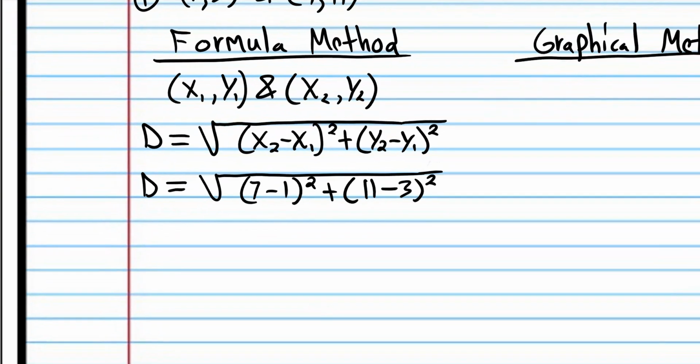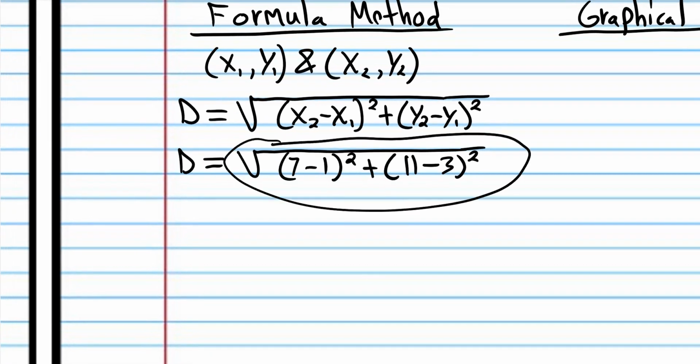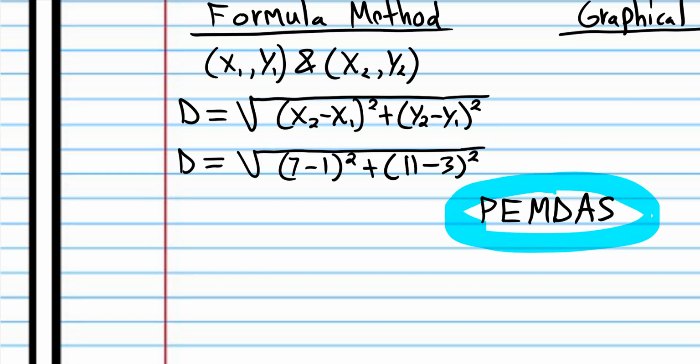Now, there's a couple things I need to explain. In order to simplify this, we need to follow the order of operations. And the problem with following order of operations, remember we learned that in arithmetic, it's PEMDAS. This tells us to do parentheses first, then exponents, then, excuse me, then multiplication, then division, then addition, then subtraction. But the problem is we have a square root here. This doesn't say anything about square roots.